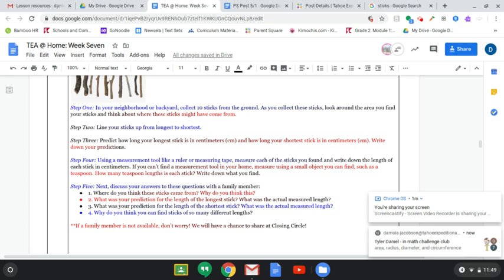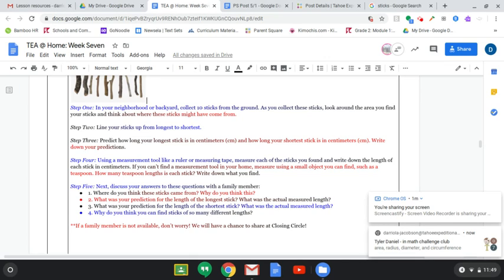As you collect these sticks, I want you to pay attention to where these sticks came from. It's unlikely that the stick in your backyard came from a tree all the way in your neighbor's backyard, right? So, where did this stick come from? And I want you to think about how it got there. If it came from the tree that you're standing under, what made it fall off of that tree? I think it's important when you're spending time in nature that you think about those things.